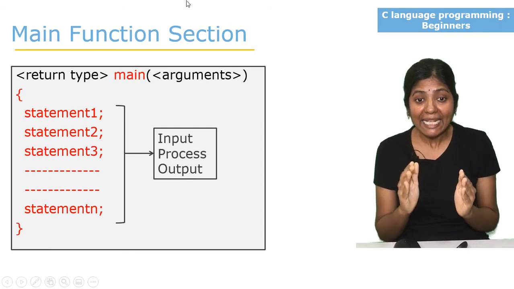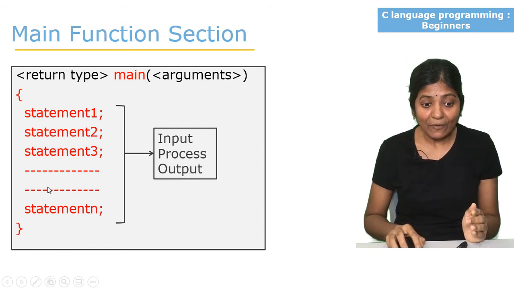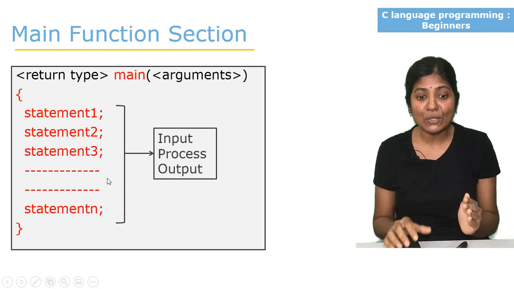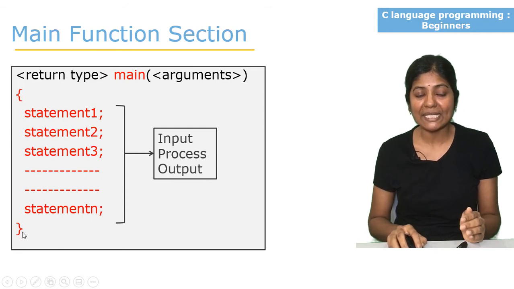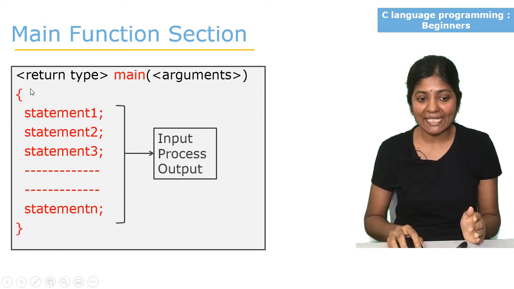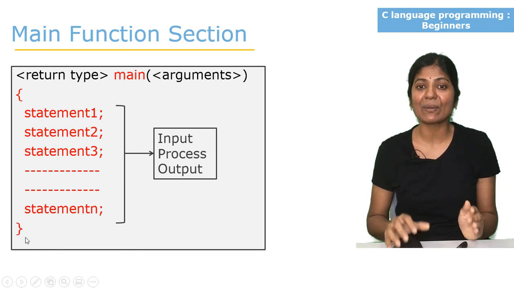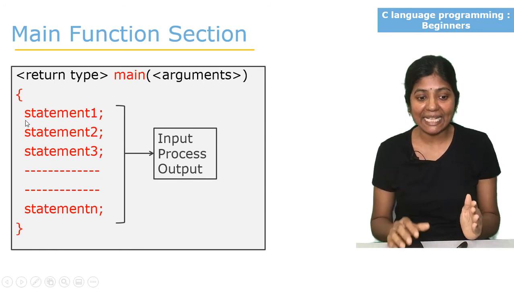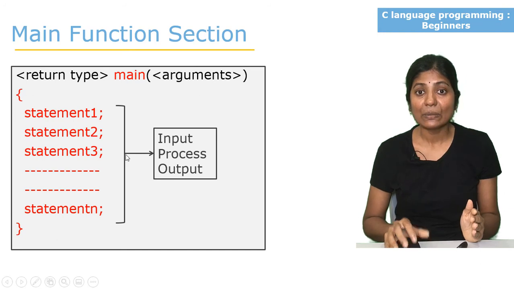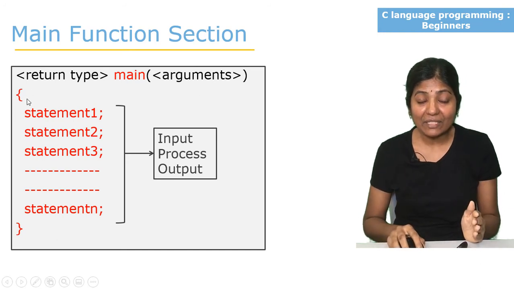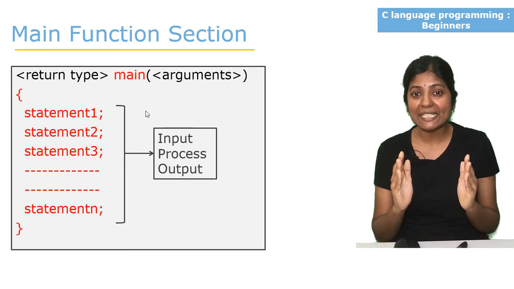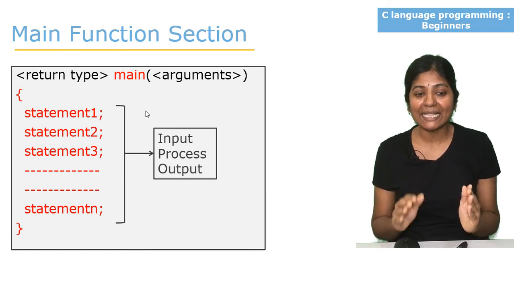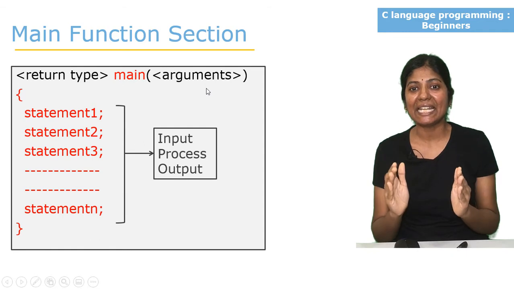And to say that these n number of statements belong to the main function, we need to use braces. Opening flower brace and closing flower brace. We can also say opening brace and closing brace. So we can say that this is the boundary to indicate the beginning of the function and the end of the function. And more specifically, we can call this the function definition.